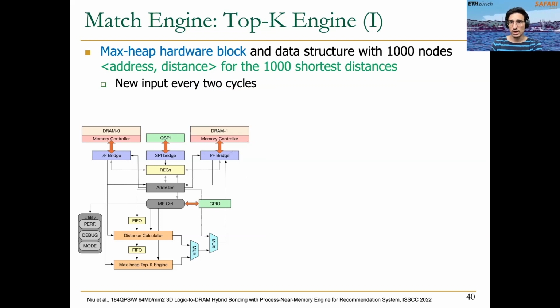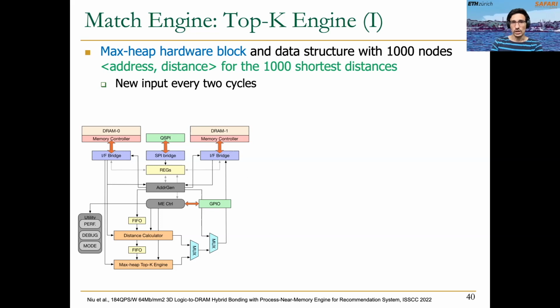It's composed of the max heap hardware block and also a data structure for 1000 nodes. These nodes are represented by an address and also the distance between the query and the feature vectors for the shortest 1000 distances.